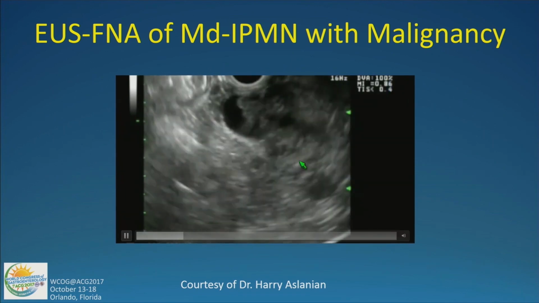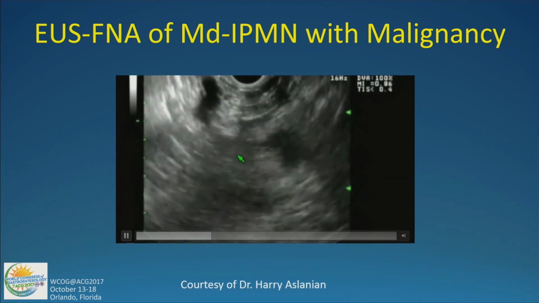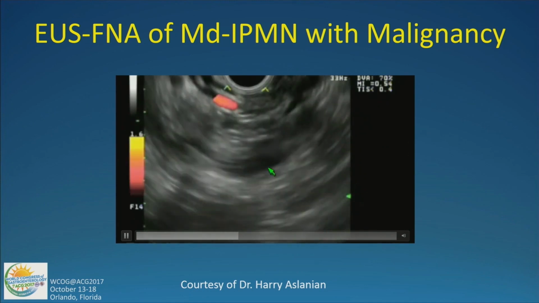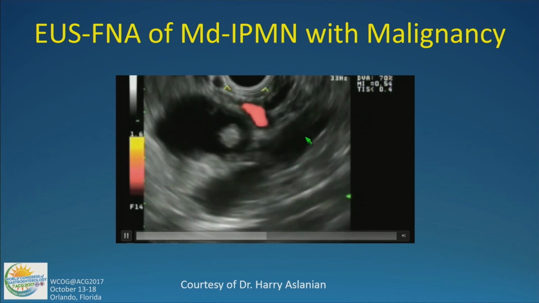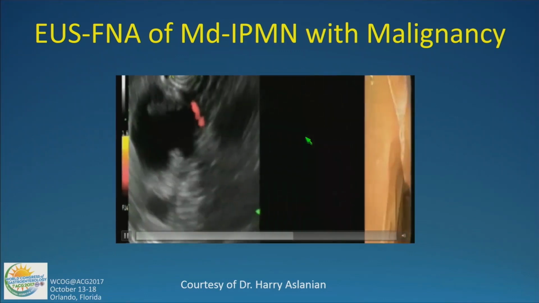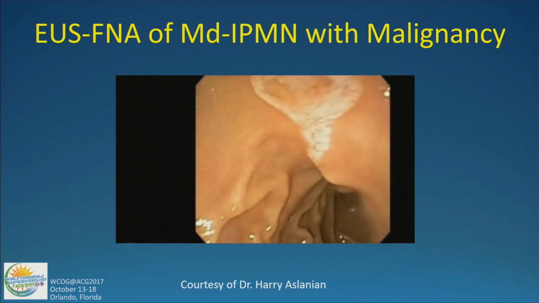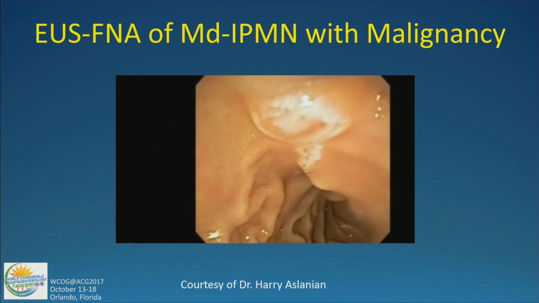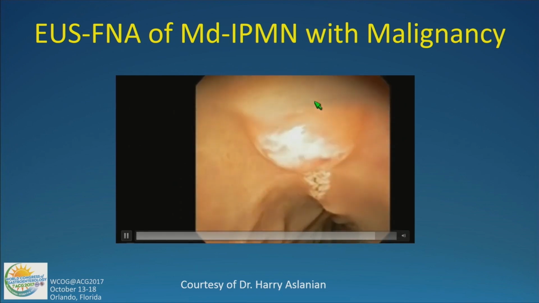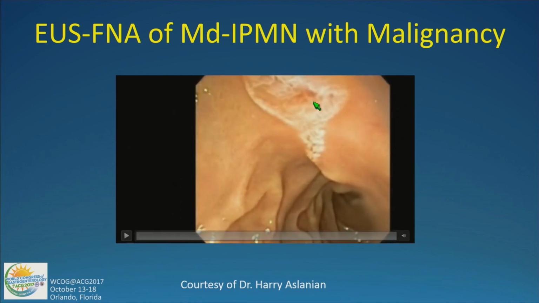This is a video showing a cystic lesion, and you can see there's a solid mass component to it. There's a very dilated pancreatic duct. Normal pancreatic duct is 3 millimeters. You target the solid area with your needle, and here you can see a gaping ampulla extruding mucin. So this by itself would be diagnostic of a main duct IPMN.